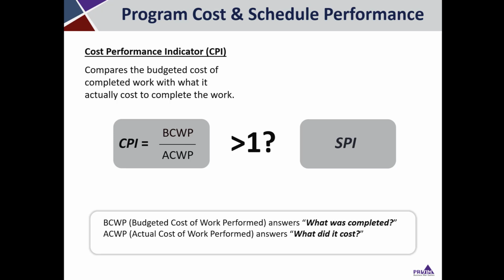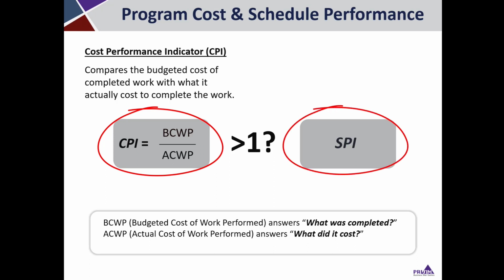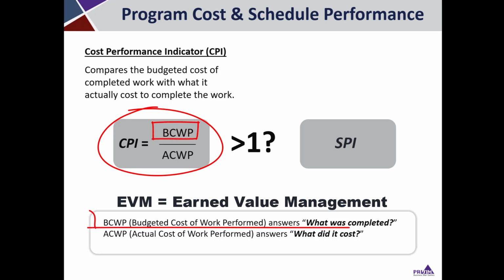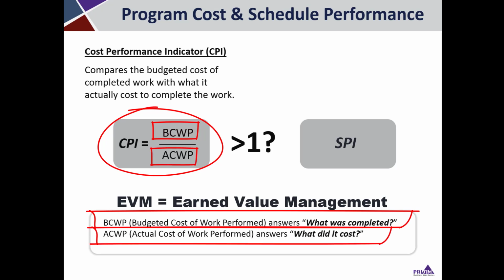The first metrics that we'll talk about are two program-level metrics, Cost Performance Indicator, CPI, and we'll also talk about SPI. And these are two important ratios that track program performance in Earned Value Management Analysis, or EVM. So the first one is CPI, or Cost Performance Indicator, and it compares the budget cost of work that was performed, abbreviated as BCWP, to the actual cost of work that was performed, abbreviated as ACWP.